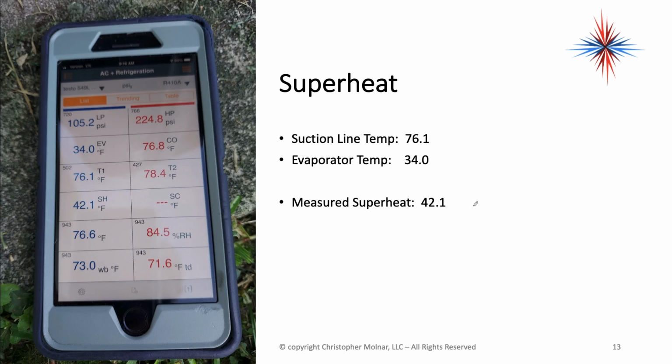Okay. Measured superheat is the increase of the suction line temperature when compared to the saturation. So in this case, I have a superheat. My suction line temperature, I measured at 76.1. My evaporator temperature is 34. My measured superheat is 42.1. This is way high. Okay, we have a serious issue here.